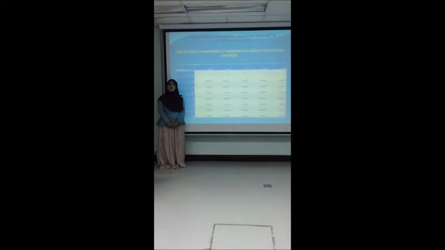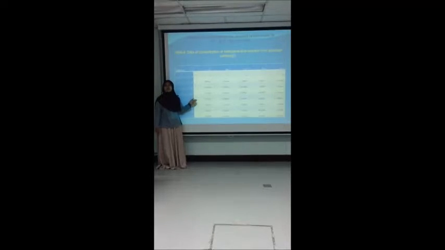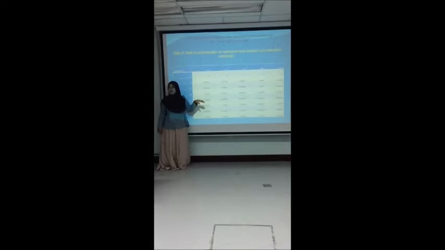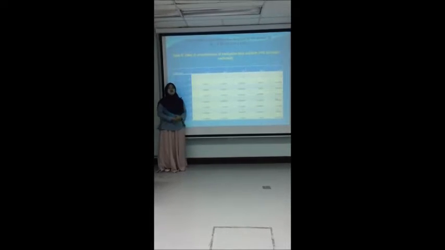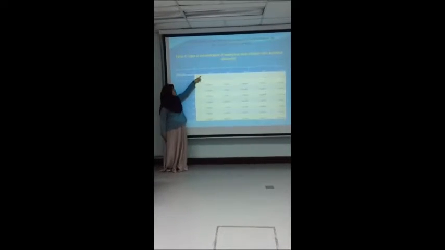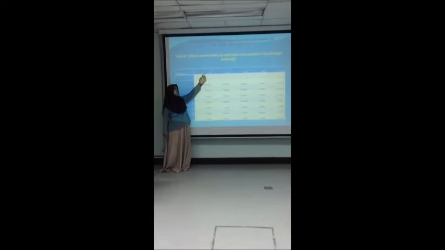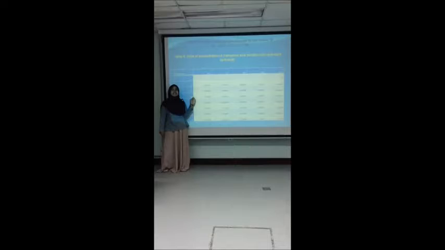After we're looking for the Qe, we need to find for the concentration of the methylene blue absorbed by the carbon, which we name as the Qt. The formula is C0 minus Ct divided by M times with the volume. And we use the same volume, which is 1000 milliliter. And then after we get the Qt, we put it into the table, which we name as the data of concentration of methylene blue solution into the activated carbon, which we name as Qt.